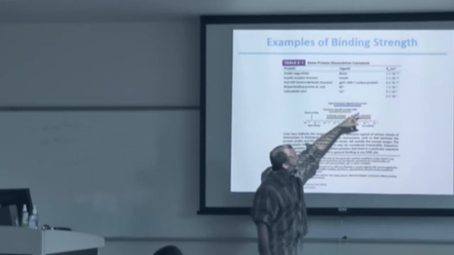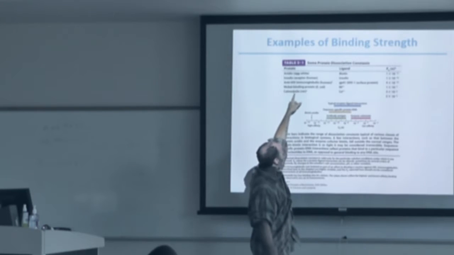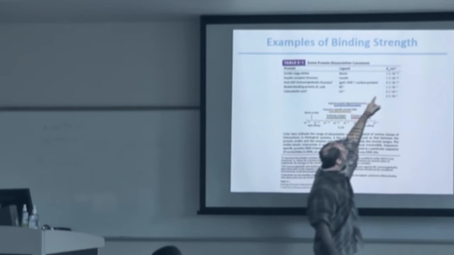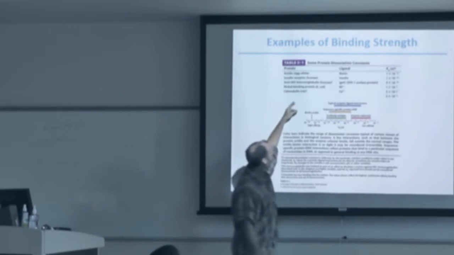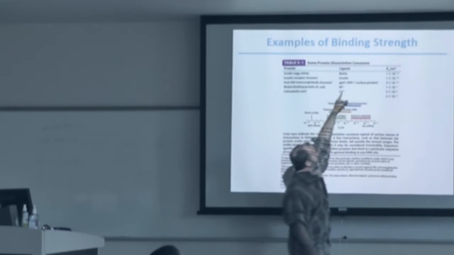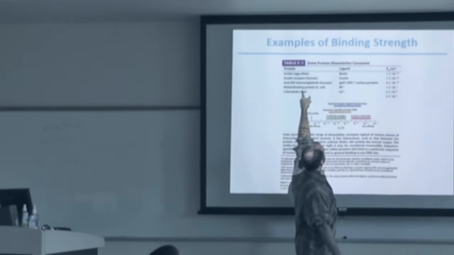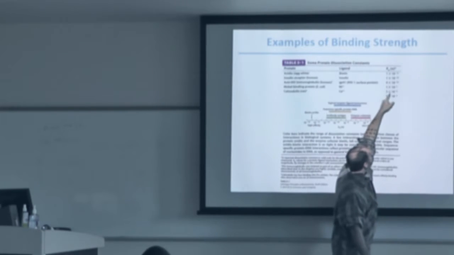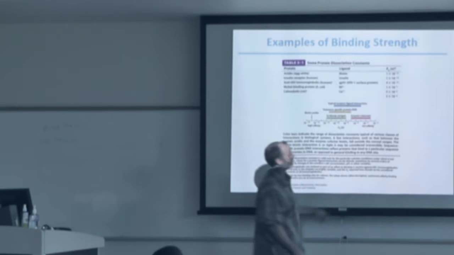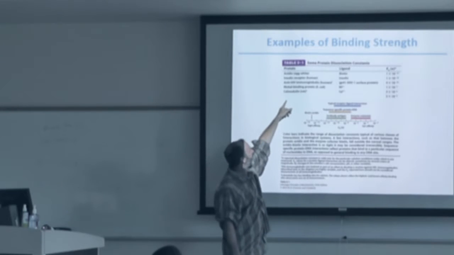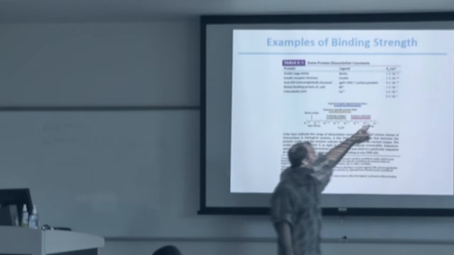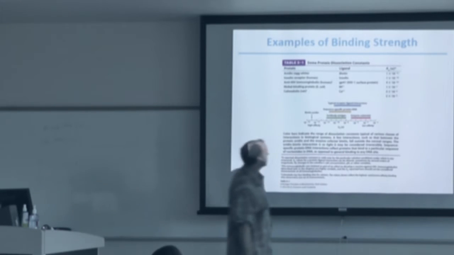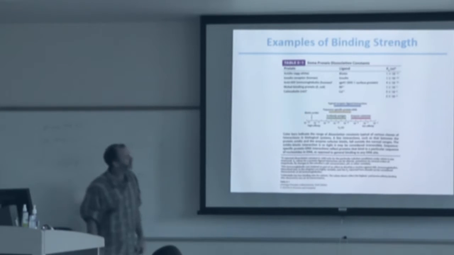Insulin receptors, 10 to the minus 10. Anti-HIV immunoglobulins are again 10 to the minus 10, but 4 times 10 to the minus 10. Nickel binding protein, which is going to be your polyhis tags, binds nickel really strongly. That's 10 to the minus 6, so it's not that strong. And then calmodulin is a protein that binds free calcium. That's a 10 to the minus 12.